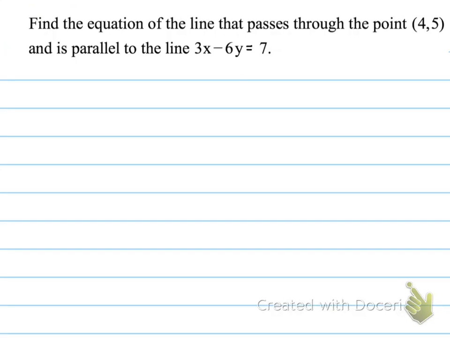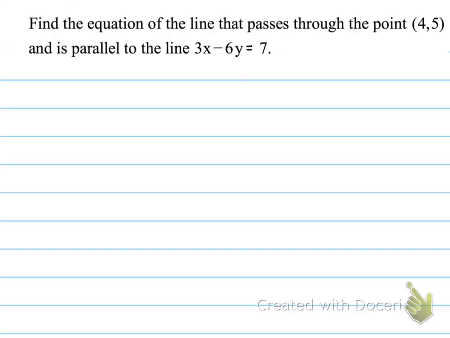Okay, this is our last example for today. This one says to find the equation of a line that passes through the point (4, 5) and is parallel to the line 3x minus 6y equals 7. So in this case, it's asking about parallel lines. You need to remember that parallel lines have the same slopes.